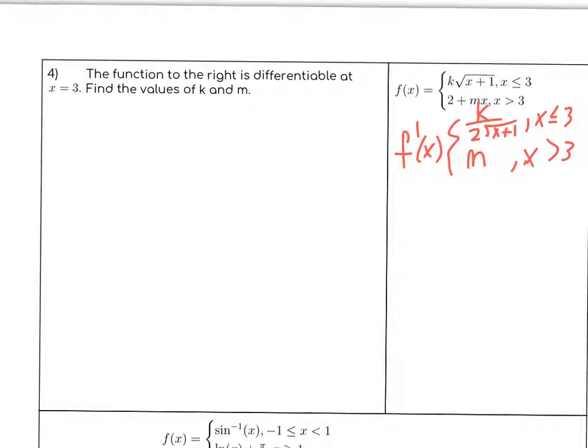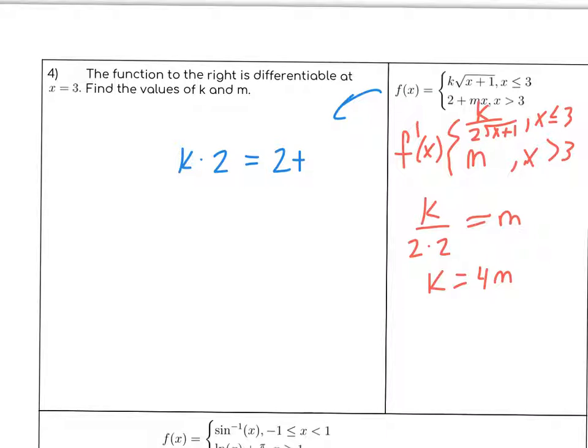Okay, so for the first part, while I have the derivative here, I might as well just do it out. That means k over 2 times the square root of 3 plus 1, which is 4. K over 2 times 2 has to be equal to m. So k equals 4m is going to be an equation. We're probably going to get another equation from my limit part. If we do the limit from the left, that would be k times 2. And the limit from the right is going to be 2 plus 3m.